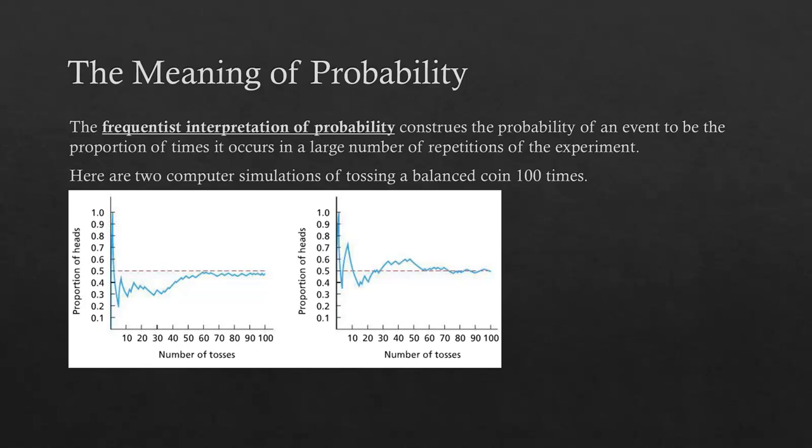This shows what I mean. Okay, these are two computer simulations of tossing a balanced coin 100 times, and you see as we get closer to 100, we get closer and closer to that 50% mark in terms of heads versus tails. So we get closer and closer the more we increase. That should make sense to you and reinforce what you already know, okay?